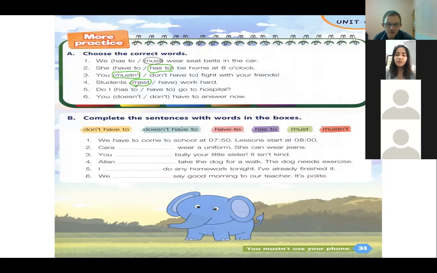Number 5. Do I have to go to hospital? What is the rule when we use I? Have to. Very good. When we use I, we use have to. Do I have to go to the hospital? No, you do not. You are not sick.